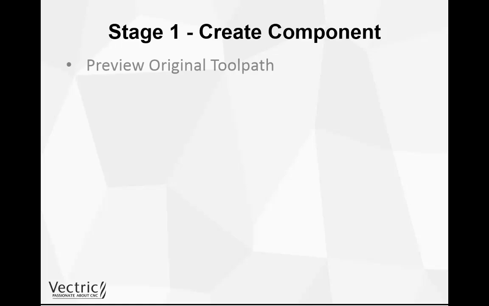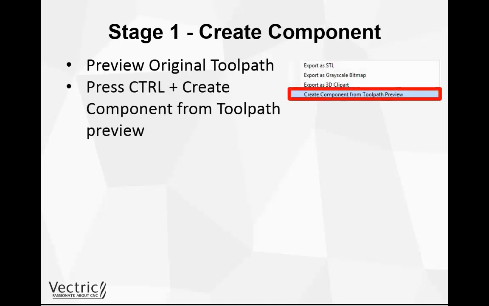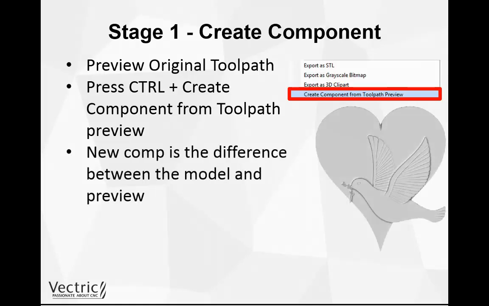So stage 1. We create a toolpath with the larger tool, and then we preview that toolpath in the preview toolpath form. Then we go to toolpaths on the menu bar, and we scroll down to the last option in that menu, called create component from toolpath preview. To create the difference model, we need to press Control at the same time as pressing that option on the menu. This will then create the component which is the difference model between the model that we created in the software and what we actually got from the toolpath preview.